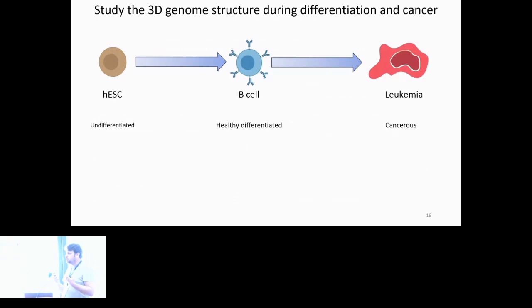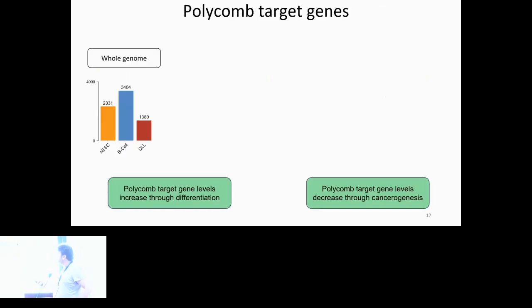So we downloaded three public datasets. The human embryonic stem cell, which is undifferentiated; B cells, which are differentiated; and leukemia, which is cancerous. So we studied the Polycombs in the whole genome, in human embryonic stem cells, B cells and CLL. CLL is leukemia.